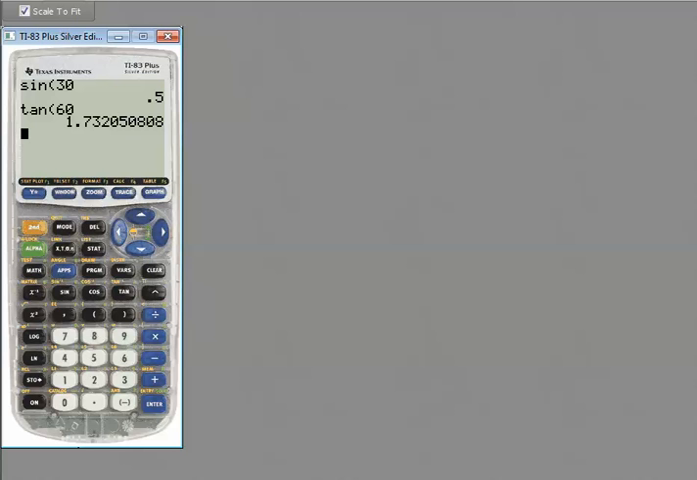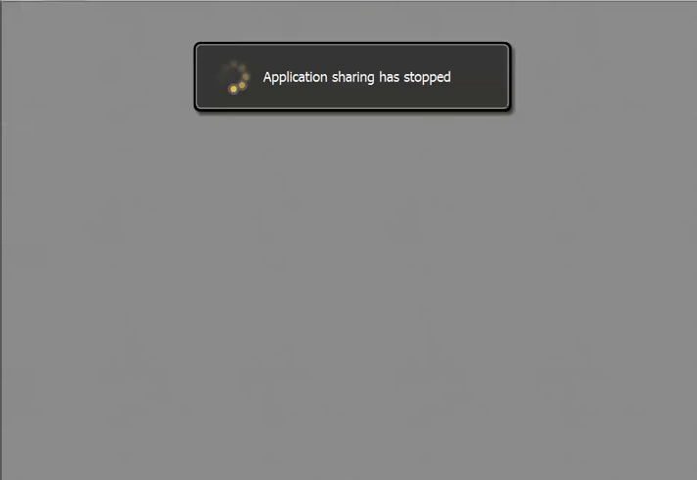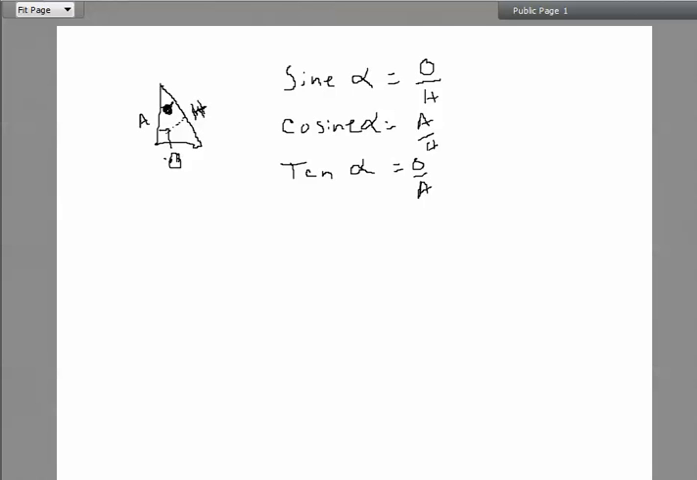So your calculator is going to be your friend in this one, because quite honestly, you're not going to memorize all these different values. But you need to know how they're calculated, because that's how you're going to see the problems. Now, you have to memorize that the sine is the opposite over the hypotenuse, the cosine is the adjacent over the hypotenuse, and the tangent is the opposite over the adjacent.